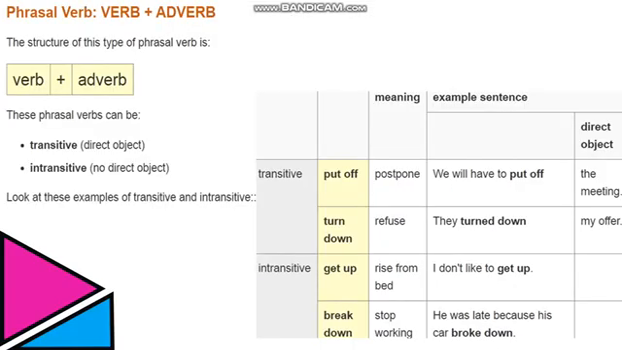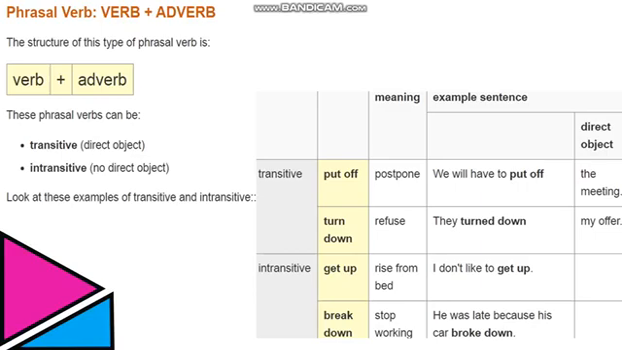Next one. So, verb plus adverb. The structure of this type of phrasal verb is verb plus adverb. These phrasal verbs can be transitive and intransitive. Let's look at the table. Put off, which means to postpone. We will have to put off the meeting, which means we will have to postpone the meeting. Turn down, which means to refuse. They turned down my offer, which means they refused my offer. Get up, which means to rise from bed. I don't like to get up, which means I don't like to rise from my bed.